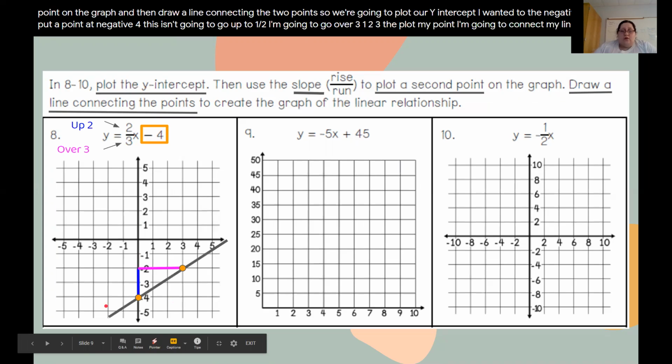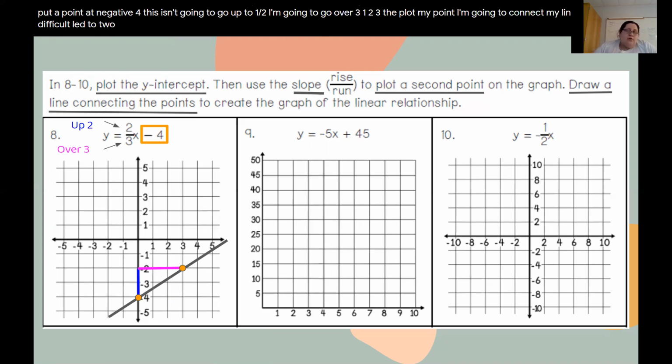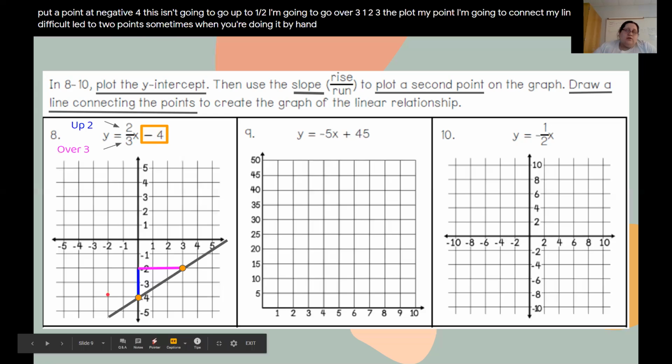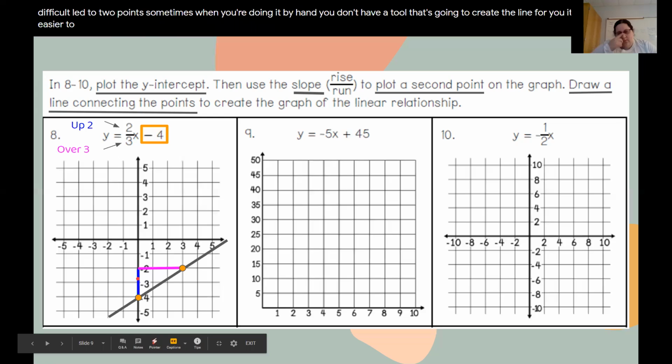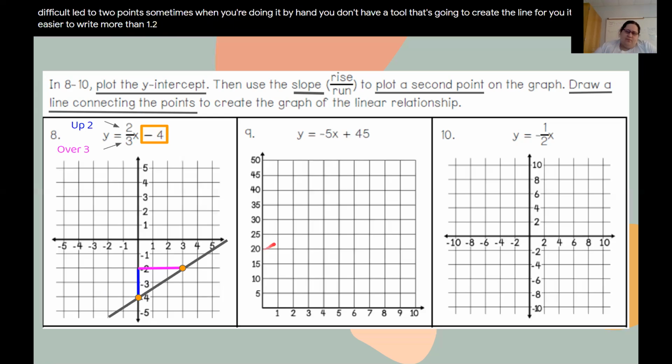So not too difficult. I only needed 2 points. Sometimes when you're doing it by hand and you don't have a tool that's going to create the line for you, it's a little bit easier to plot more than 1 point, so you can try to get it perfect. So we're going to do the next one.